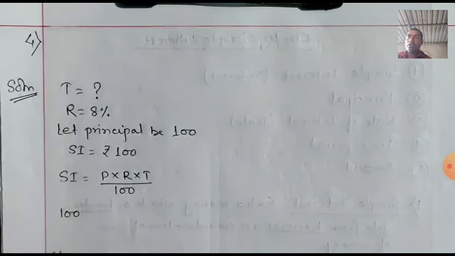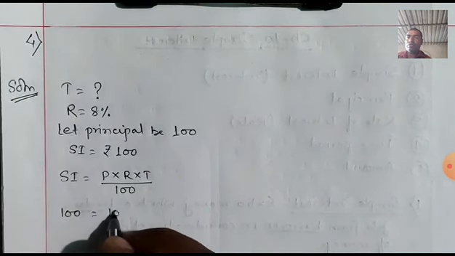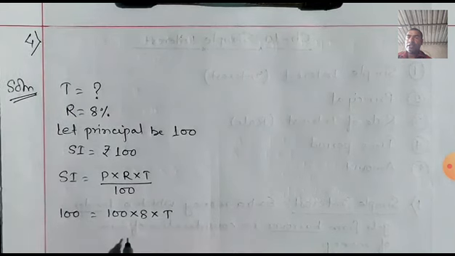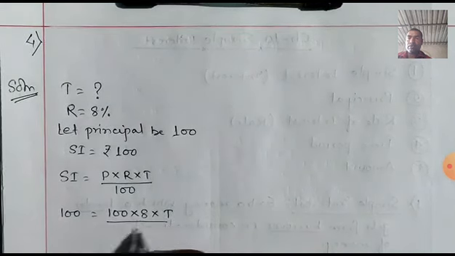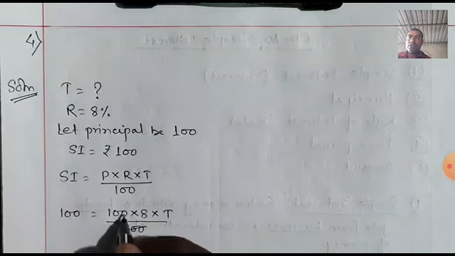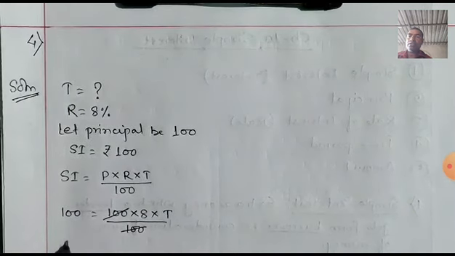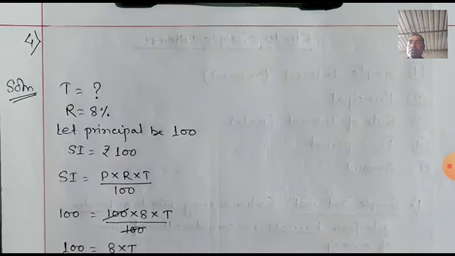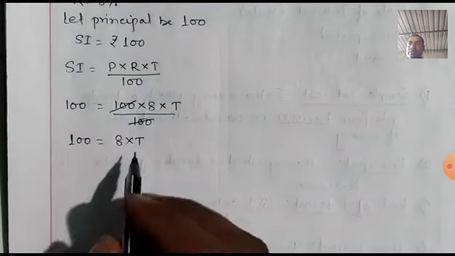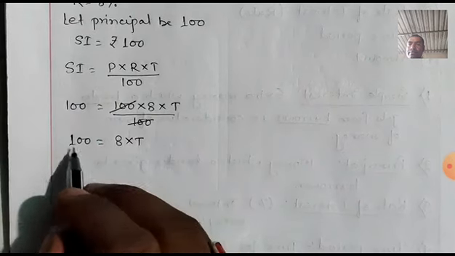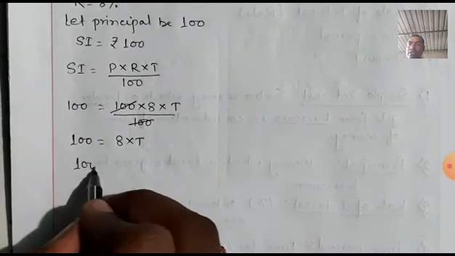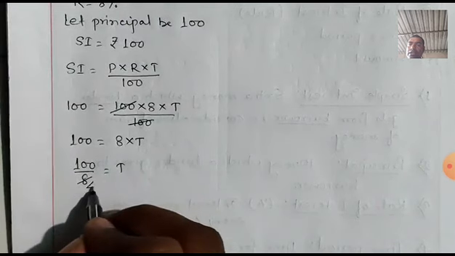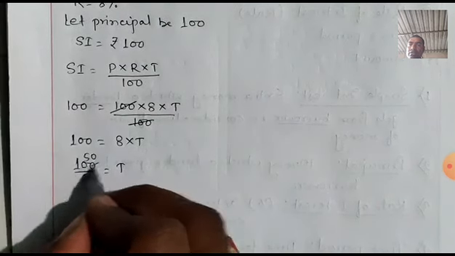So 100 SI we have put, then P is 100, rate is 8, and T is not given, upon 100. Here 100 will cancel. Then in the next step, 100 is equal to 8 into T. Then when this 8 goes to the other side, it becomes 100 upon 8 is equal to T. You can directly divide or you can write it in steps.